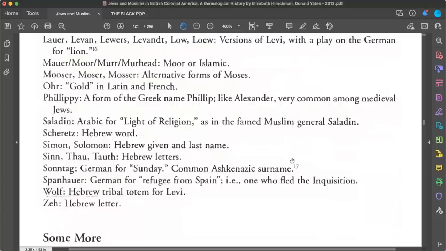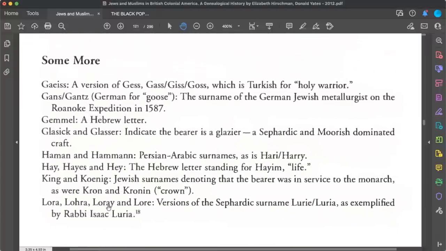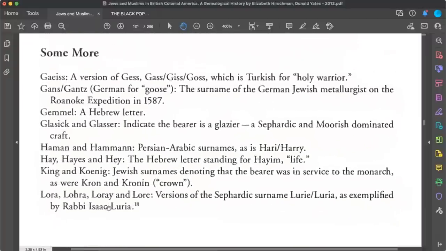Sonntag, German for Sunday, a common Ashkenazic surname. Spanhauer, German for refugee from Spain, for example, one who fled the Inquisition. Wolf, Hebrew tribal totem for Levi. Wolf, that's the surname origin. Se, Hebrew letter. It says here some more. Gaeas, a version of Ges, Gas, Gis, Gos, which is Turkish for holy warrior. Gans, German for goose.